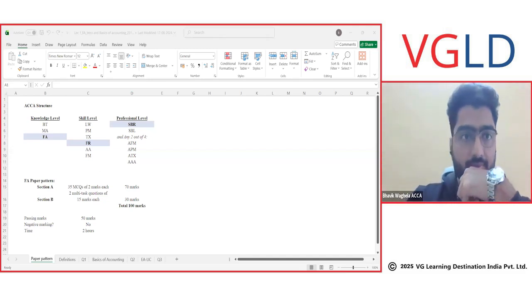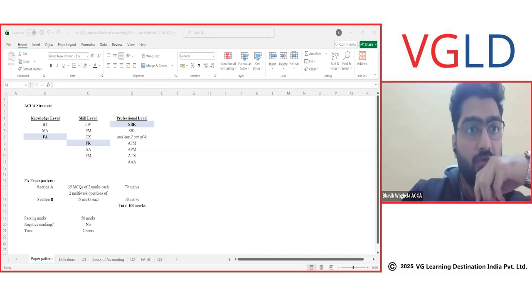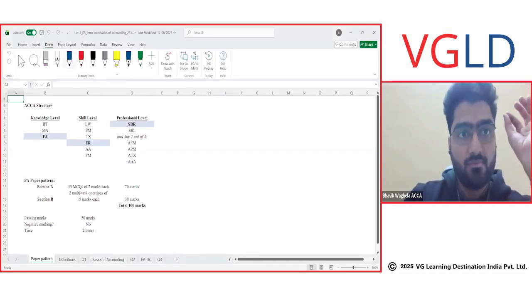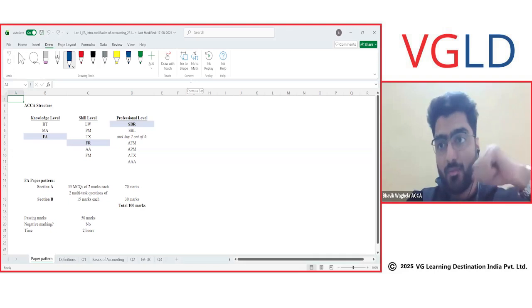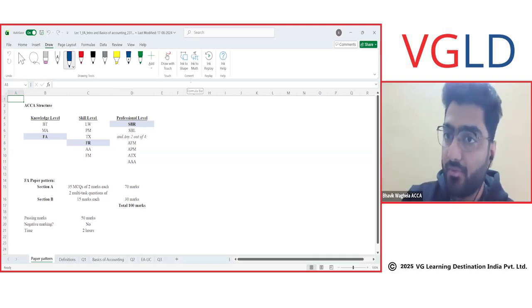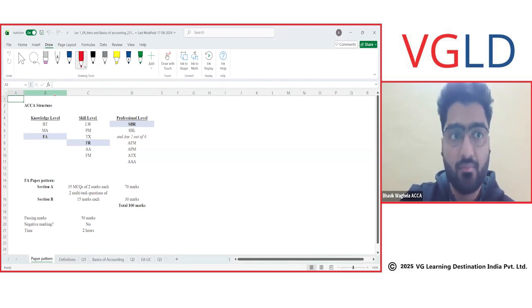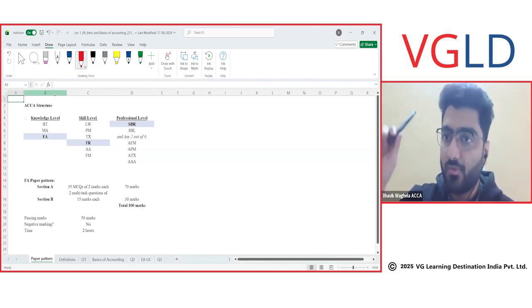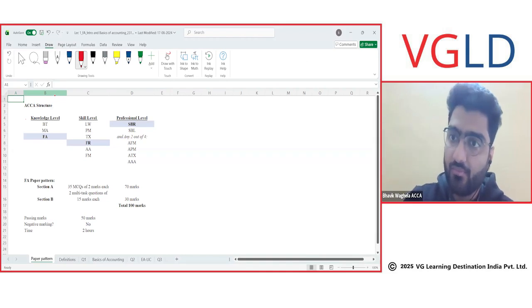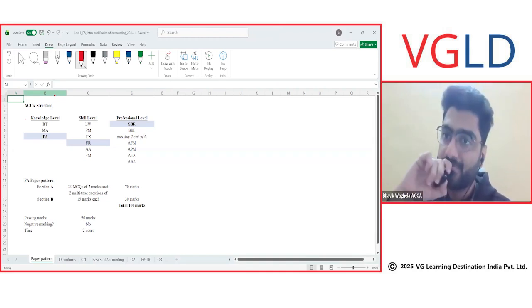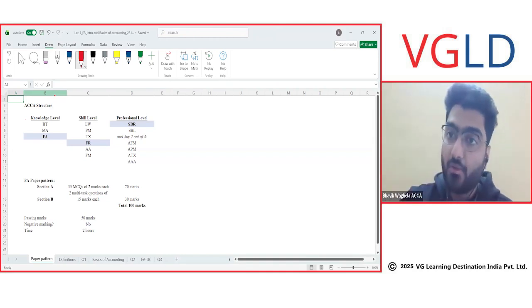Okay, guys, pay attention over here. This is my entire ACCA structure. We are currently under the old syllabus. The new syllabus is not applicable to us. So currently we will be going by this particular structure. The new syllabus is from 2026. So right now we are in the knowledge level.